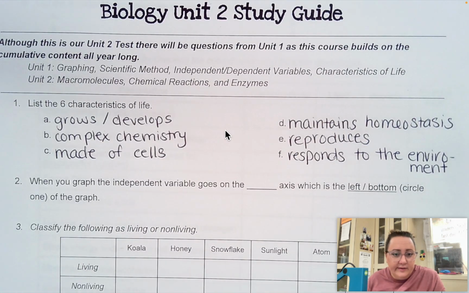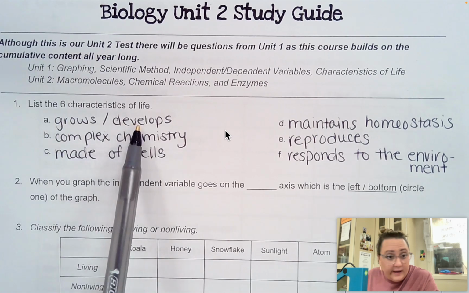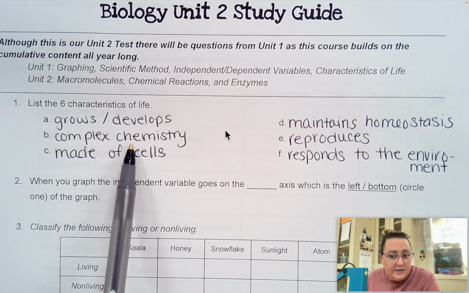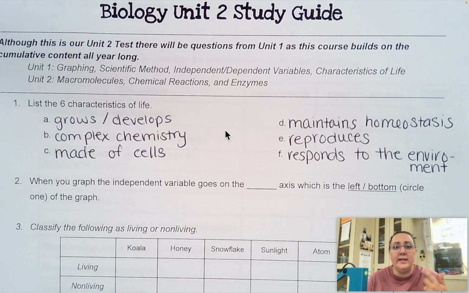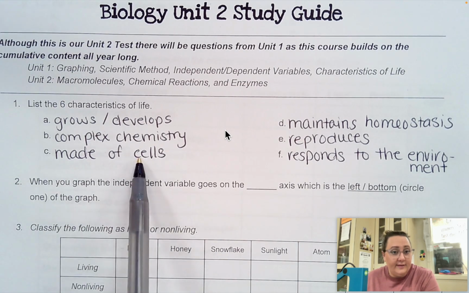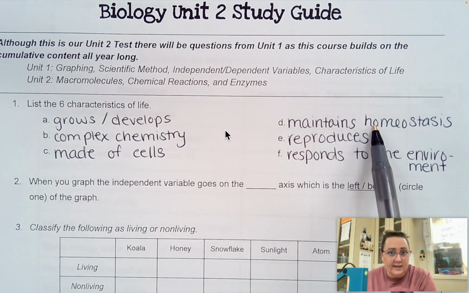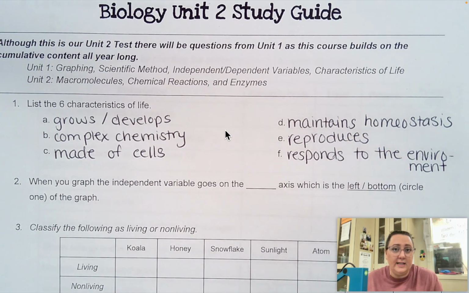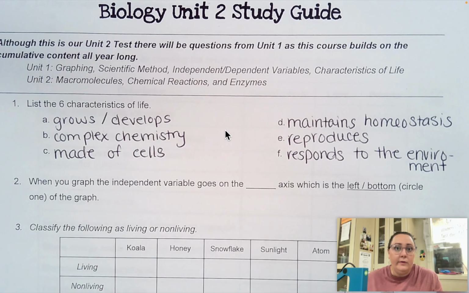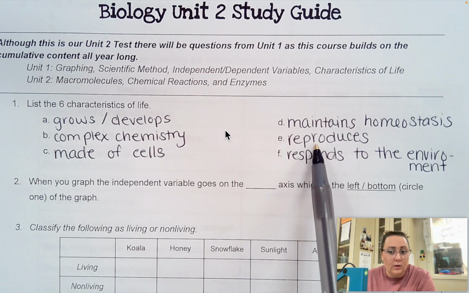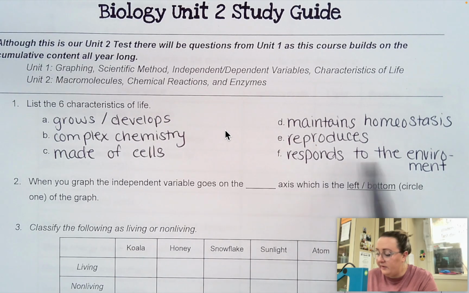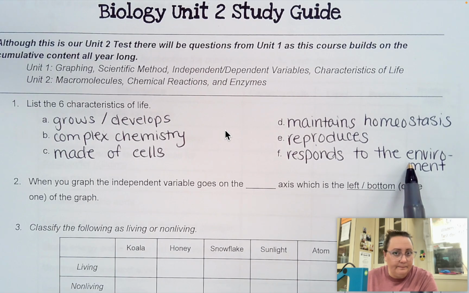All right, the 6 characteristics of life. It has to grow or develop, has complex chemistry such as digestion, just eating and digesting your food is complex. Breathing is complex, taking in the oxygen, getting it to our bloodstream. It's made of cells. It maintains homeostasis. Again, homeostasis is the ability to regulate and stay stable. So we sweat to cool ourselves down, or we shiver to heat ourselves up to stay at a stable temperature. It reproduces, or they will say produces offspring, and it responds to the environment or responds to stimuli.